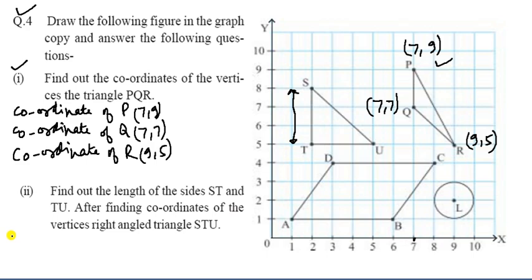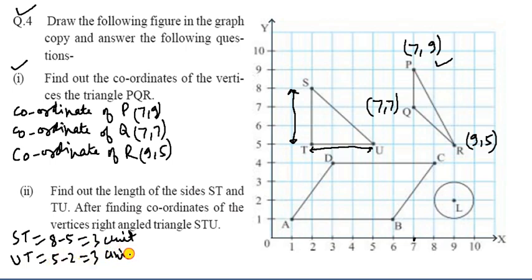Now second, find out the length of ST. Where is ST? This one is ST. So you can find this length. So ST is equal to, do you know the ST? ST is equal to how much? 8 minus 5. So it is 8 minus 5, that is 3 units. UT and UT. UT is, you can see here UT. This one is the distance of UT. So you can say it is the UT. UT means that point is 5 and that one is 2, so 5 minus 2, that is 3 units.